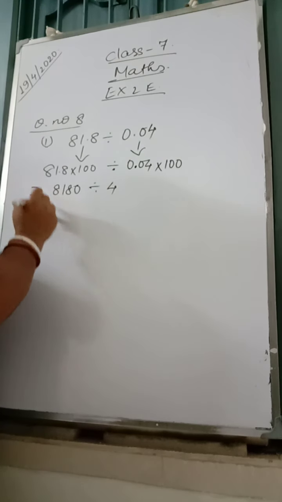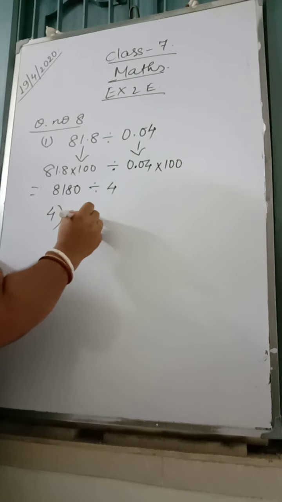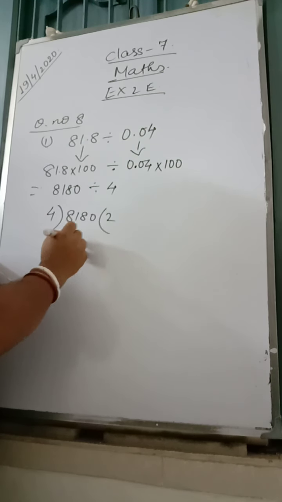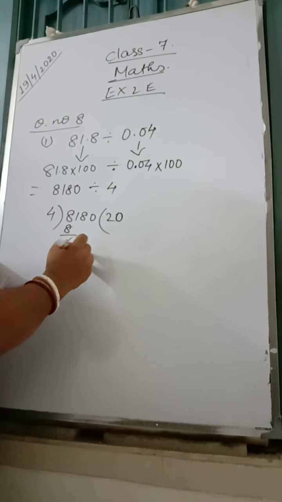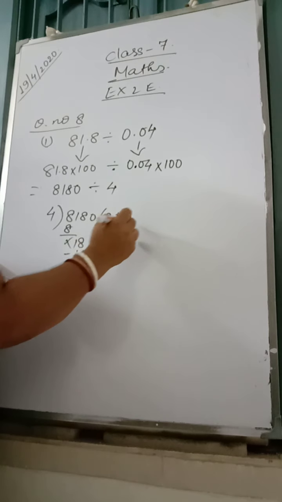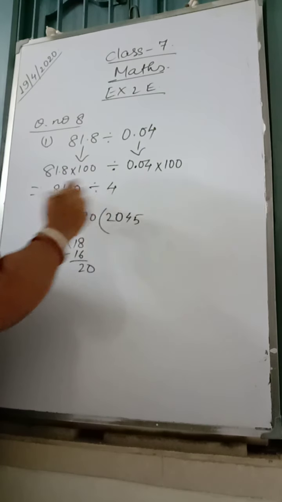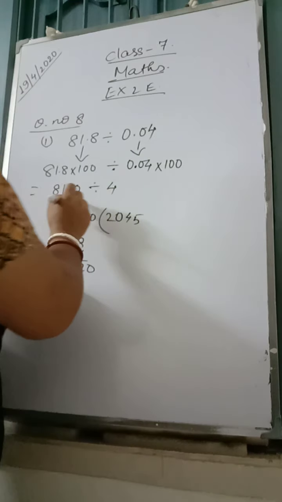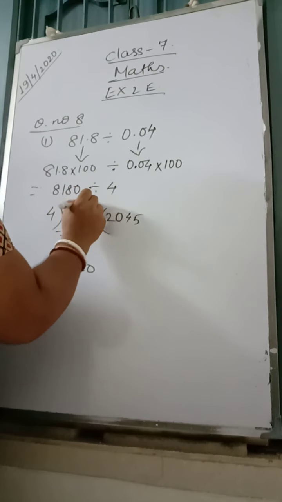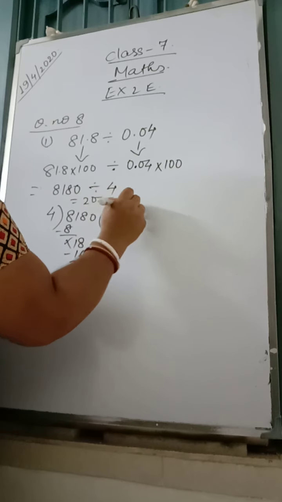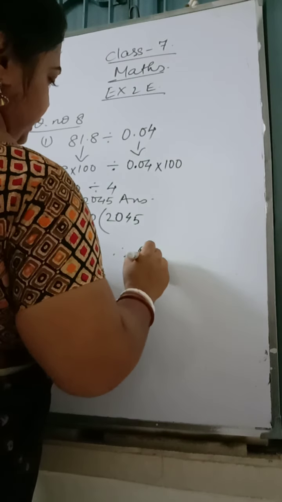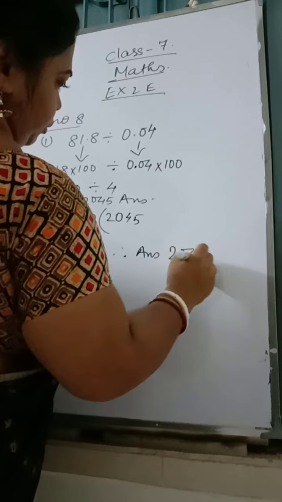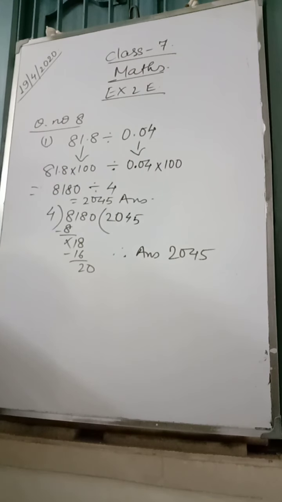We'll just divide it. 4 into 8180. 4 2s are 8. 1 is coming down, not divisible, 0. 8 is coming down. 4 4s are 16. Then 4 5s are 20. So this gives you 2045. Or here also you can write the answer is 2045. It is up to you. So always keep it in mind, we have to remove the decimal from the divisor place.